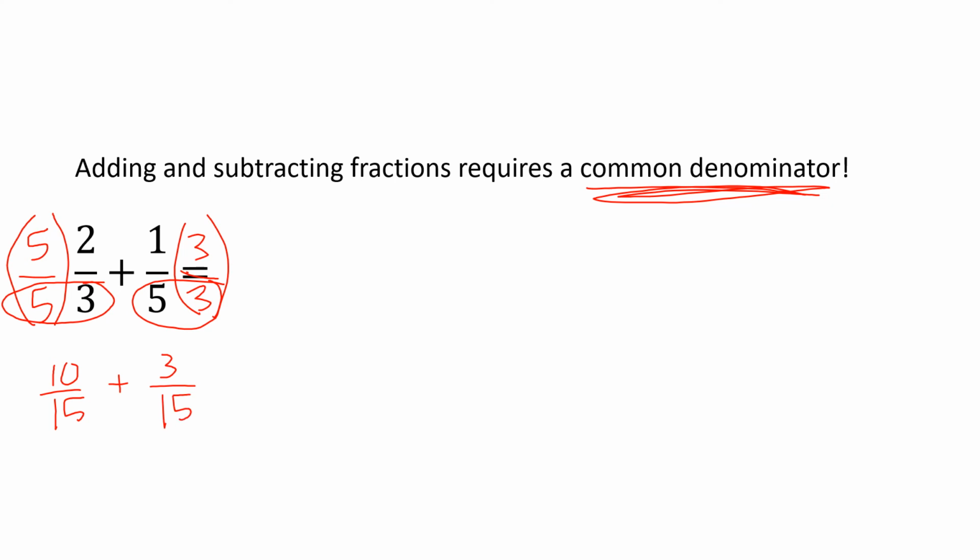Now, this is something we can add together. 10 over 15 plus 3 over 15 is 13 over 15. And that is my final answer.